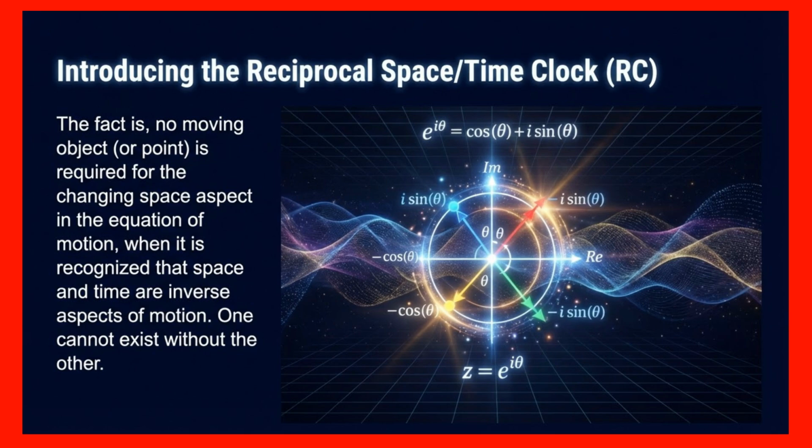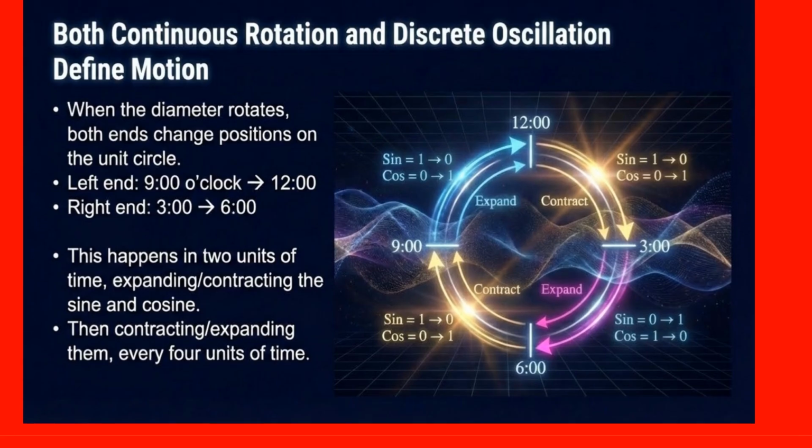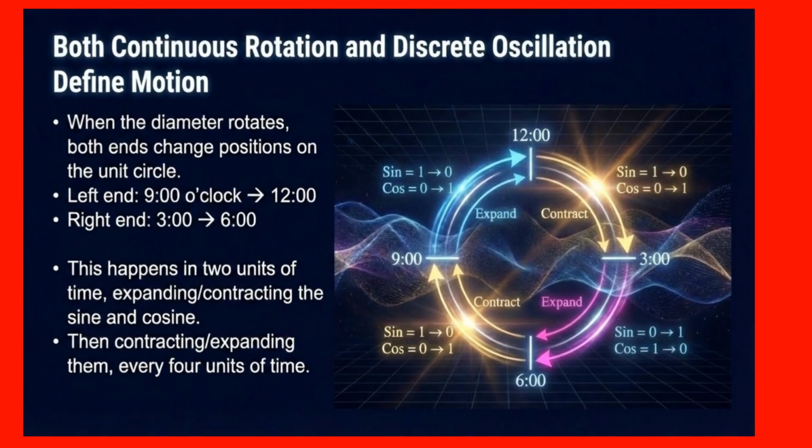Space and time are inverse aspects of motion. One cannot exist without the other. This view recognizes that space and time must be inverse magnitudes. Motion is defined by both continuous rotation and discrete oscillation.